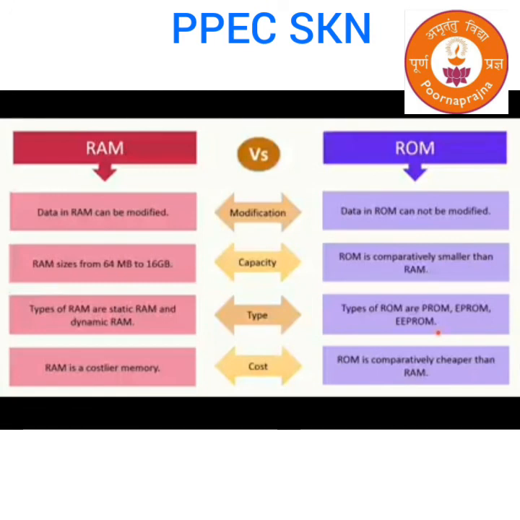Data in RAM can be modified. Data in ROM cannot be modified. RAM size is from 64 MB to 16 GB, that's its capacity. ROM is comparatively smaller than RAM. Types of RAM are static RAM and dynamic RAM. Types of ROM are PROM, EPROM, EEPROM. RAM is a costlier memory. ROM is comparatively cheaper than random access memory.